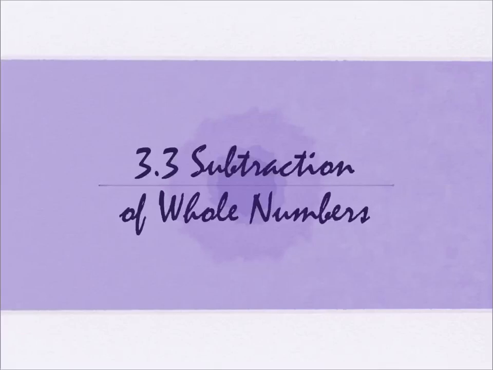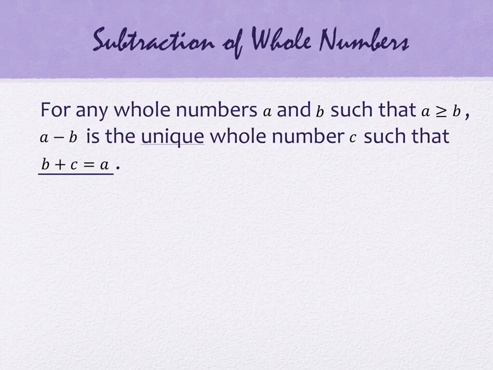Section 3.3, we're going to take a look at subtraction of whole numbers. The first thing we're going to do is look at a definition of subtraction defined in terms of addition. For any whole numbers a and b, where a is greater than or equal to b, a minus b is the unique whole number c, such that b plus c is equal to a.